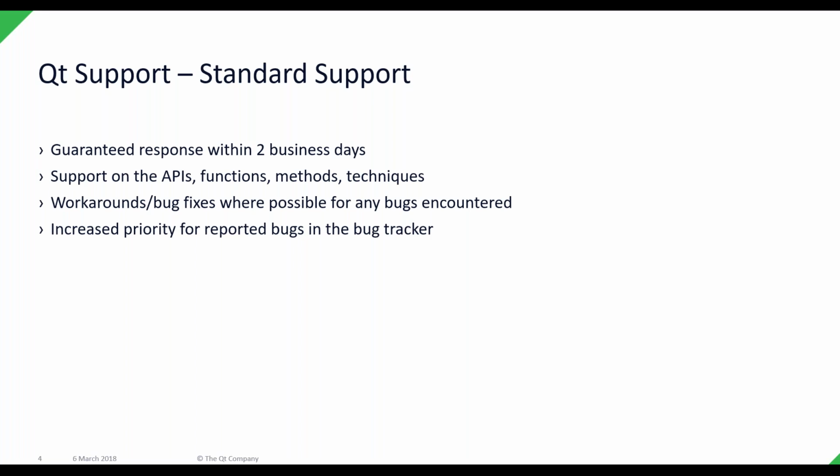We also do workarounds and bug fixes where possible for any bugs that you may have encountered that get reported directly to the support team. And it also gives you an increased priority for any reported bugs in the bug tracker. So when we're informed about a bug, then we make sure that the developers in-house are aware that this is affecting the customer, and this gives an increased priority.